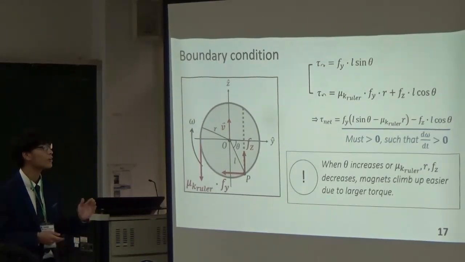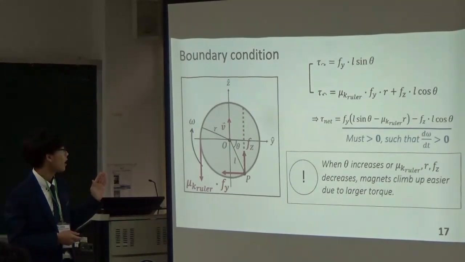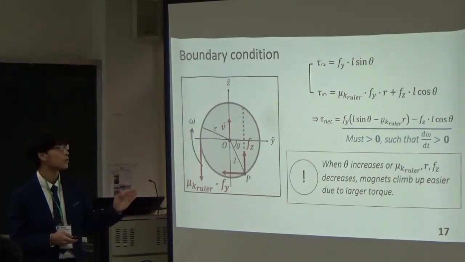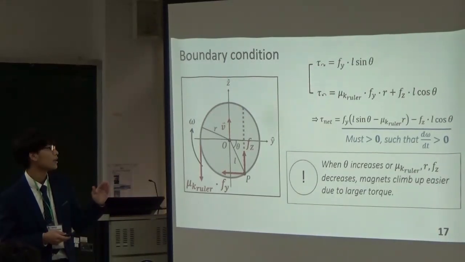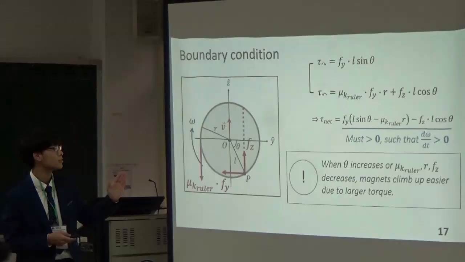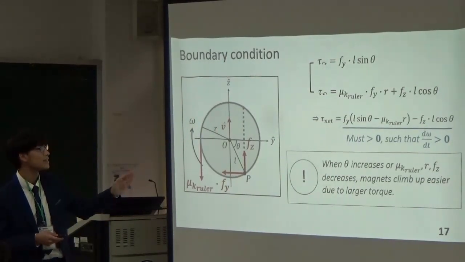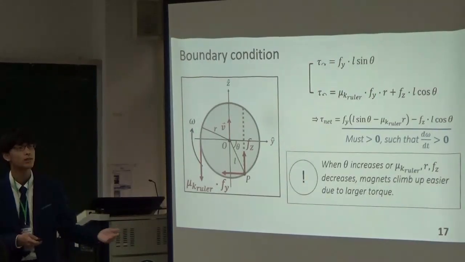So as a small conclusion, when theta increases, or the kinetic friction of the ruler, or the radius, or the static friction force in the vertical direction decreases, magnets climb up more easily due to the larger torque.